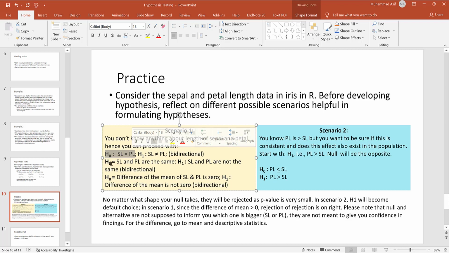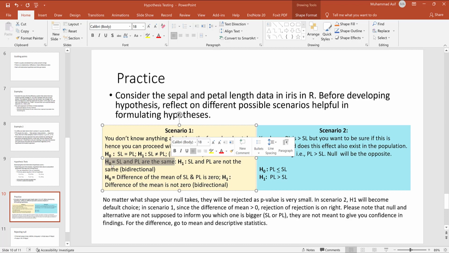Or another way to formulate the same thing could be that the mean sepal length and petal length are the same, which is just a different way to rephrase the same problem. And the last one says that the difference of the mean of sepal length and petal length is 0. So it's the same thing, just rephrased differently. And so that's one scenario.